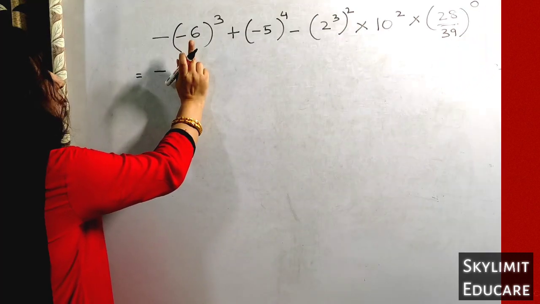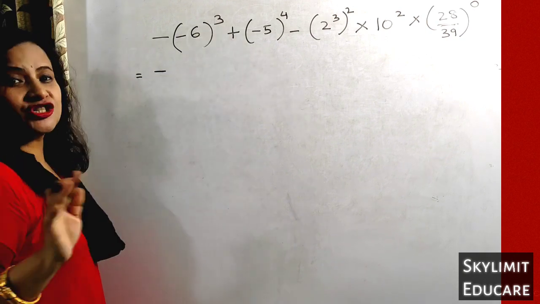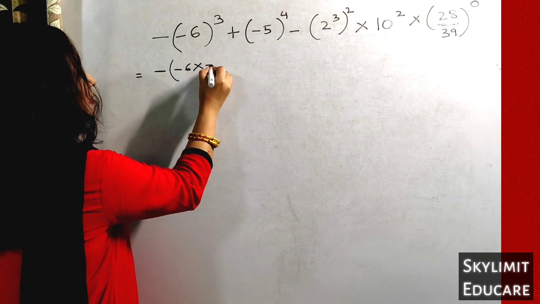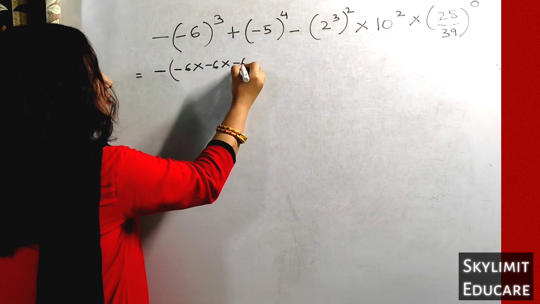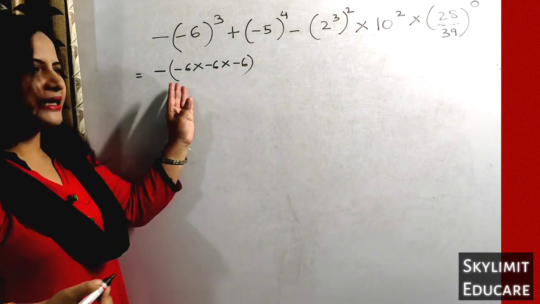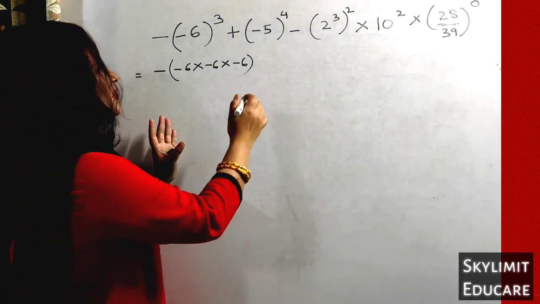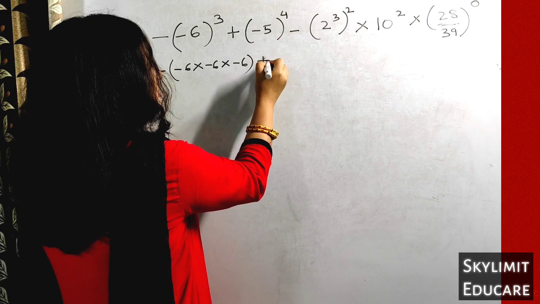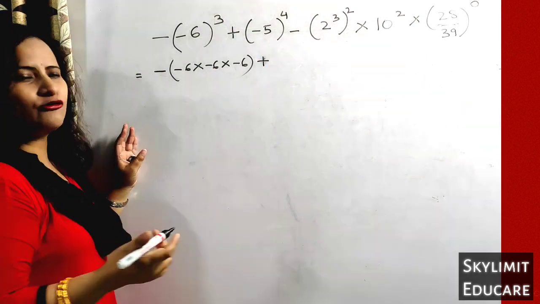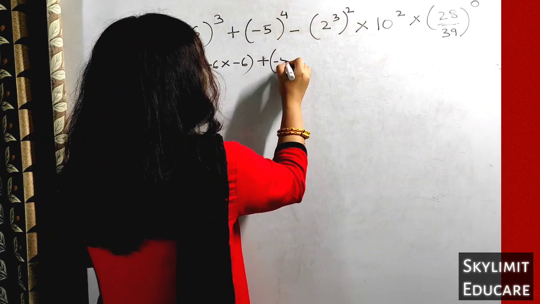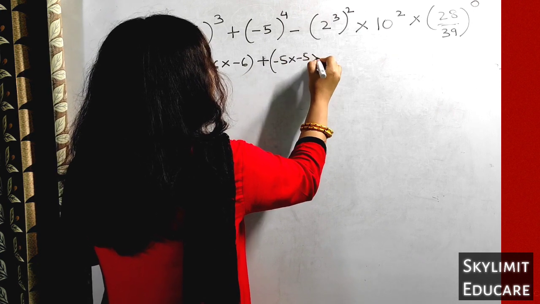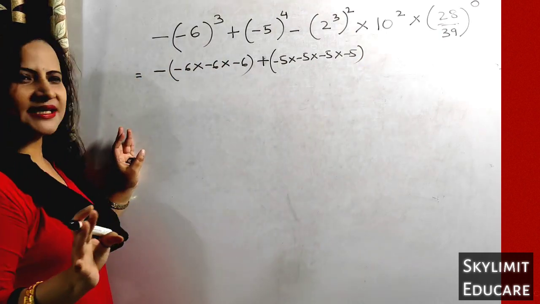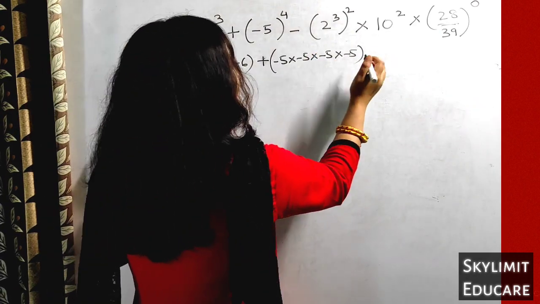Now inside, minus 6 to the power of how much? 3. So minus 6 multiplied by minus 6 multiplied by minus 6. Clear? Very clear? Now minus 5 to the power of 4. So write minus 5 four times, minus 5 multiplied by minus 5 multiplied by minus 5. It's clear? Now next you have what?